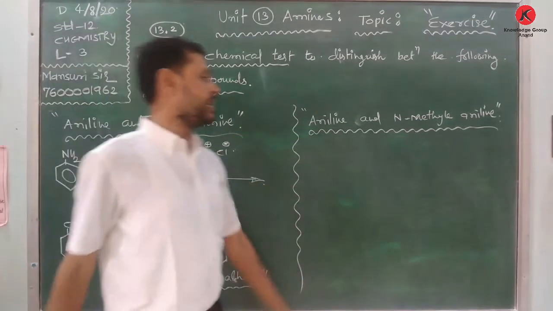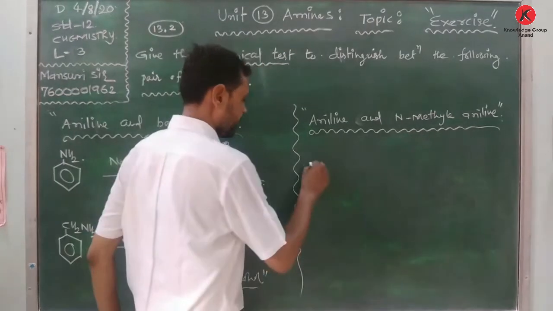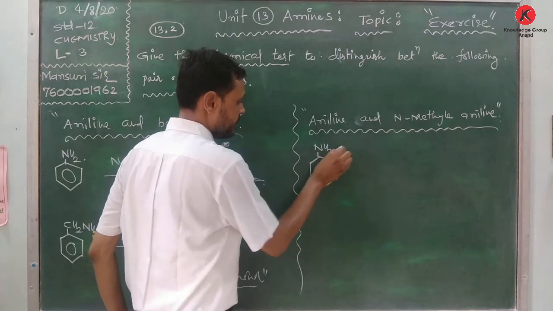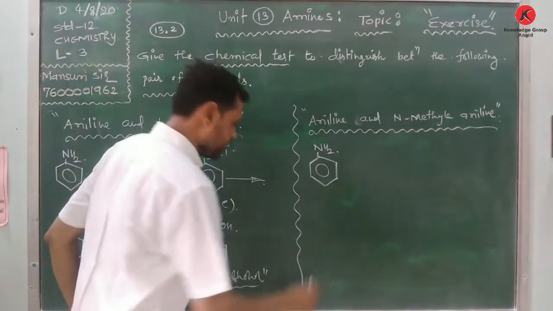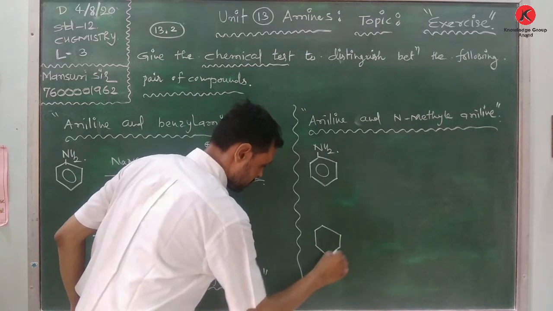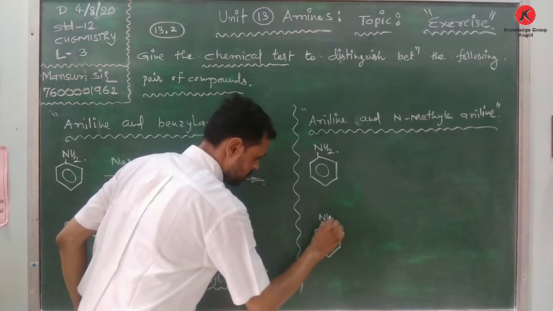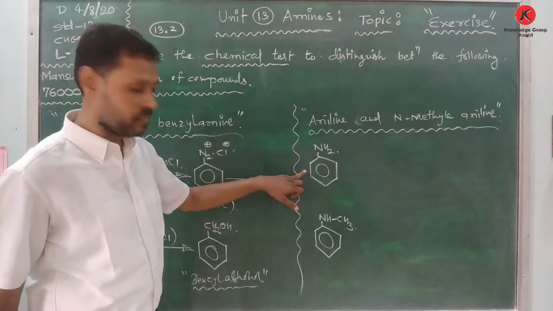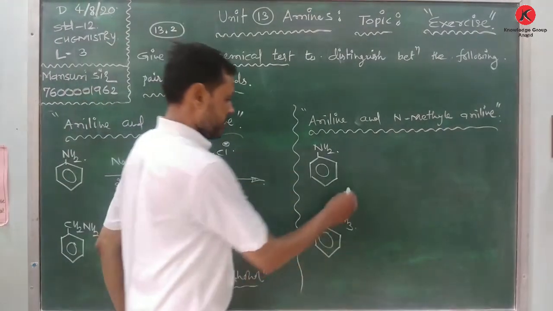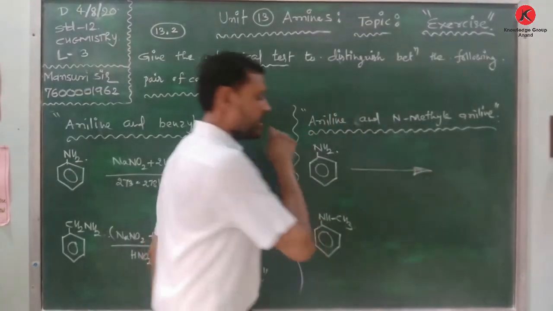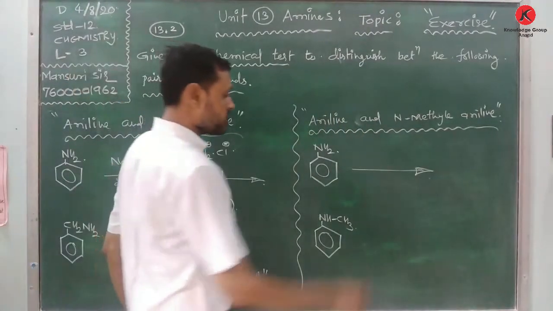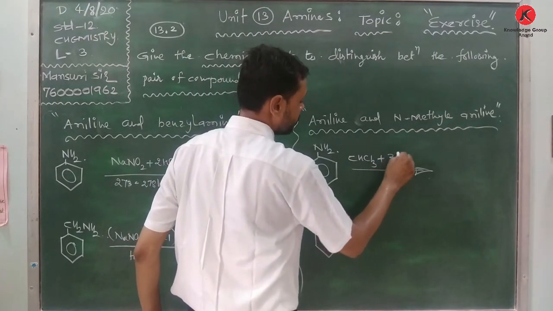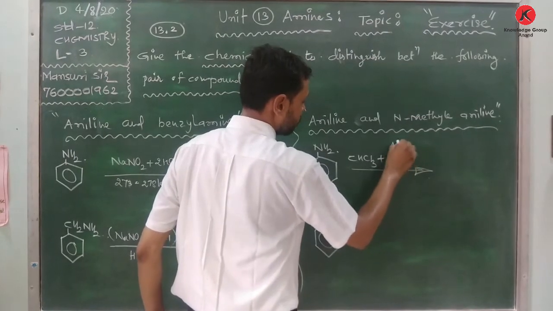Thereafter, aniline and N-methylamine. Here you are given ring containing NH2, this is aniline, and N-methylamine. This is my primary amine, this is my secondary amine. Okay, we can say that when aniline reacts with the mixture of chloroform and alcoholic KOH, 3 moles of KOH.